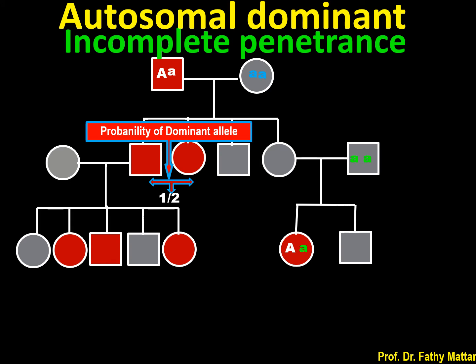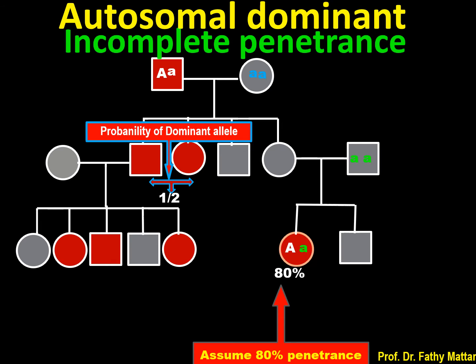It has a specific probability or specific percentage that it appears among those who carry this disease. Let's say that in this case, assume it's 80% penetrance. We call it 80% penetrance. Now, where did this girl get the dominant allele? She got it from her mother, but her mother, although she has the dominant allele, doesn't show the trait. So she is of the 20% of such cases who do not show the disease.